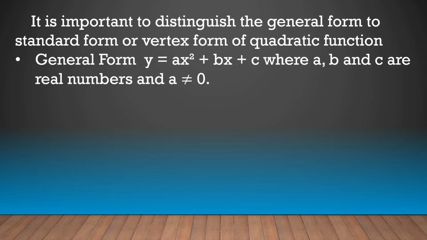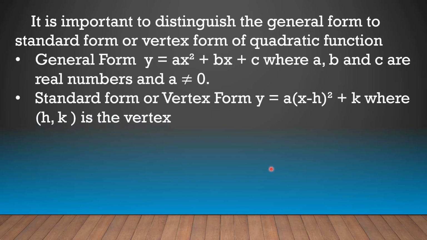So the first one, we have the general form. y is equal to ax squared plus bx plus c, where a, b, and c are real numbers and a is not equal to 0. Again, our general form is y is equal to ax squared plus bx plus c.